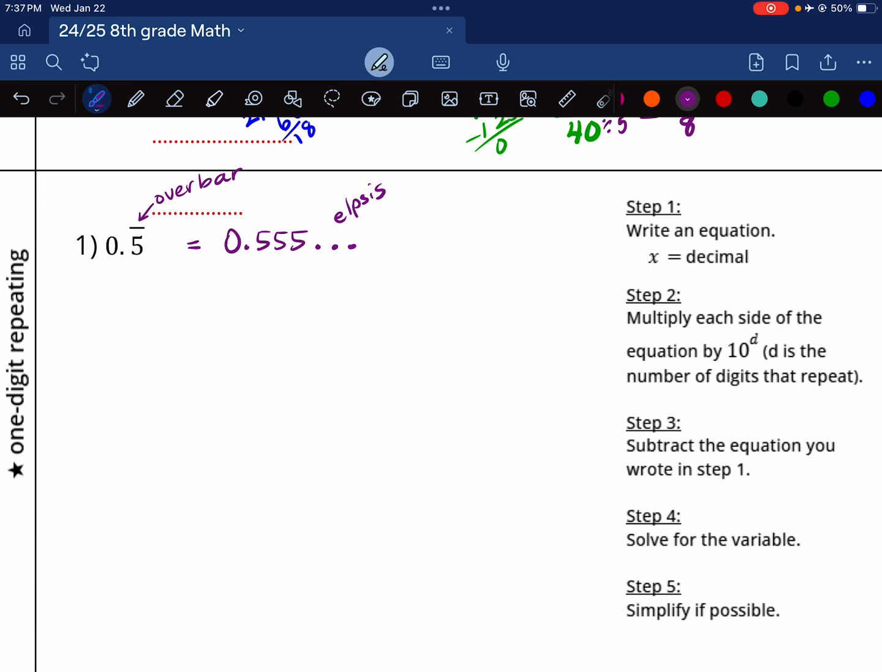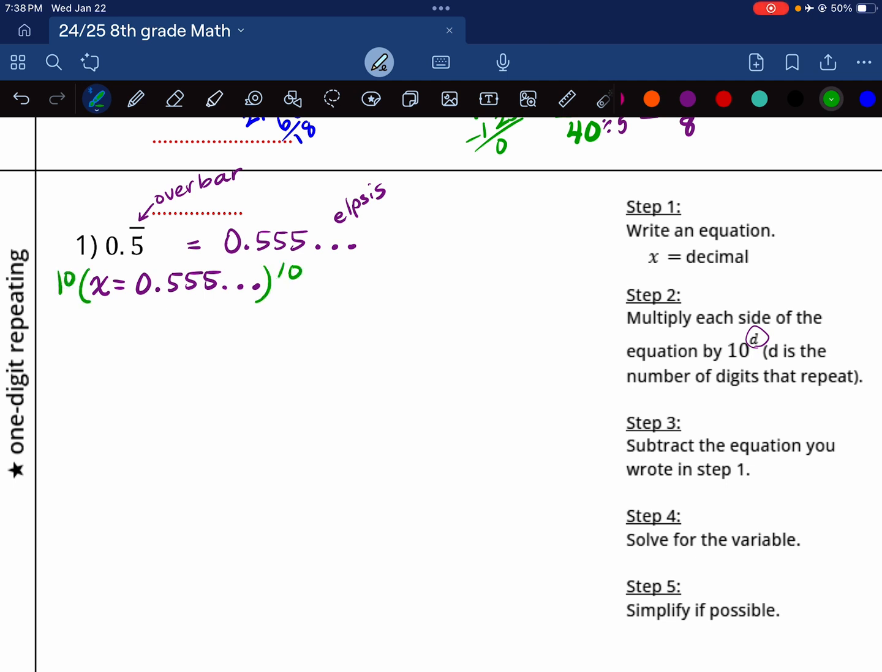So this is the decimal that we're going to set x equal to. So x equals 0.555, and we could continue even farther, but we don't have to. The second step is to multiply each side of the equation by 10 to the power of d. d is the number of digits that repeat. So this is only in the tenths place, so we only have to multiply both sides by 10.